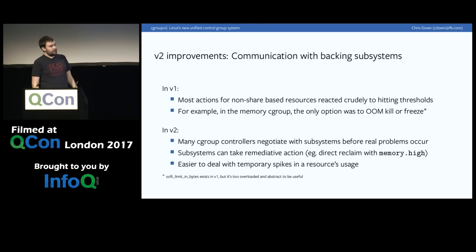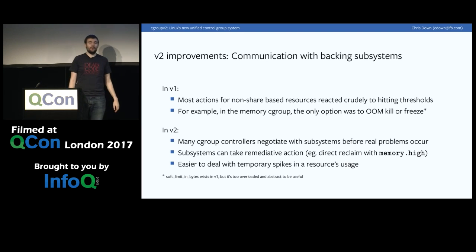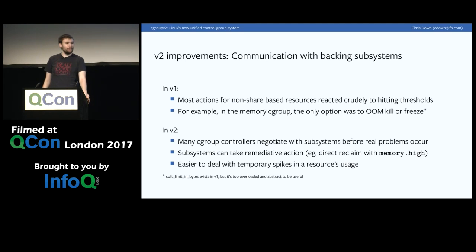So v2 is also generally better integrated with subsystems. Most of the actions that we could take in version 1 based on thresholds, say a memory limit, were generally kind of crude or violent. For example, killing a process when you reach a memory limit is pretty violent. Most applications don't react very well to being kill -9'd. That generally holds true for most kinds of applications.